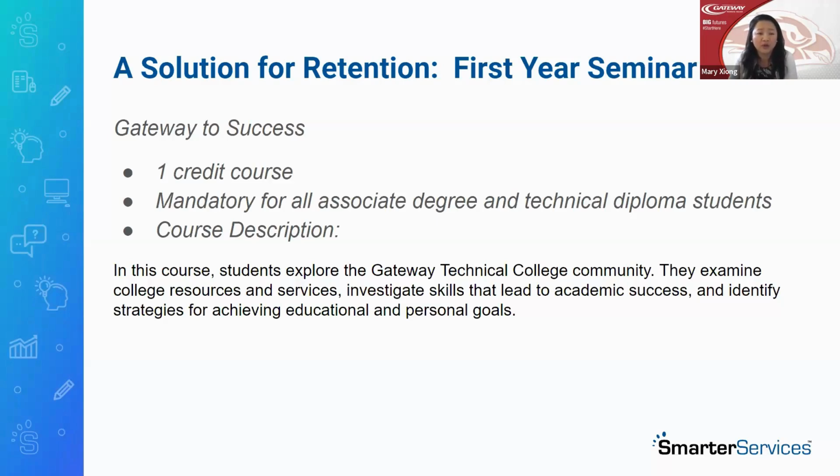Knowing all that we knew about our students, that they were probably not as academically prepared as we would like them to be, we felt that a Gateway to Success course, which is our first year seminar course, would help our students to explore the college a little bit further, meaning resources and services, as well as think about their academic success. What skills do they need to identify in order to achieve their educational and personal goals? So this is a mandatory 1-credit course. And I say that again, because I think that's what really helped to make our students successful with the Smarter Measures assessment, which really created a bigger sample.